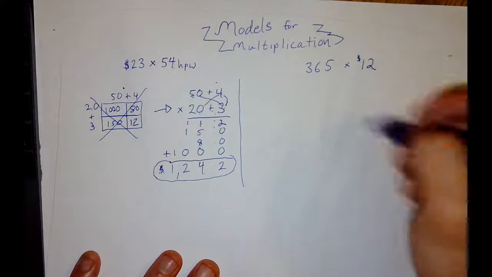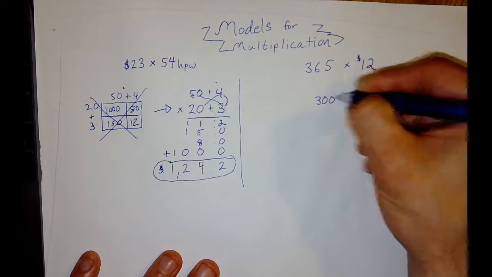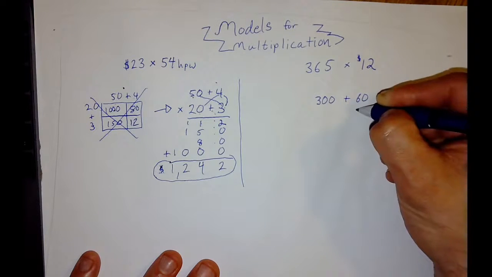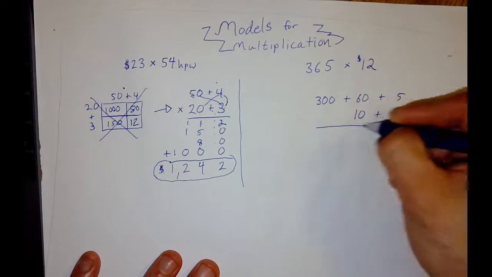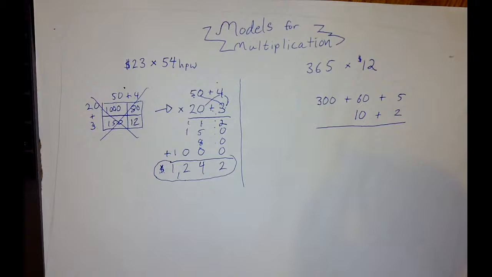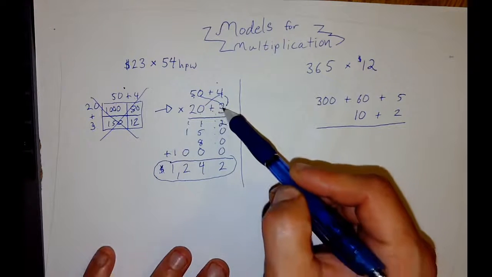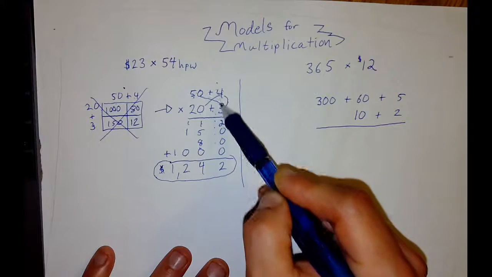Now, first, let's set that up as a partial products algorithm with expanded form. 300 plus 60 plus 5. And let's decompose that 12 into 10 plus 2. Now, here's where you want to notice patterns and think logically. Notice this pattern in this simpler problem. Each decomposed factor gets multiplied by the other parts. 3 times 4, 3 times 50.